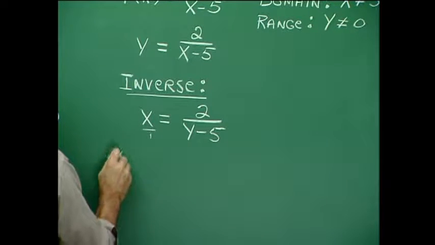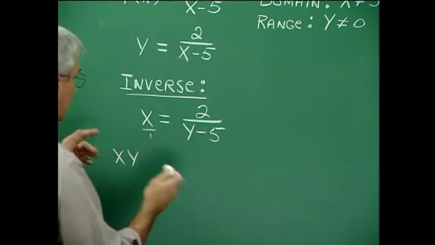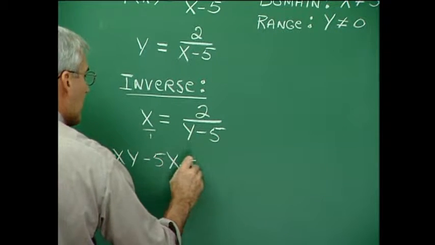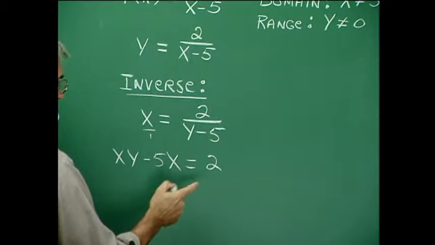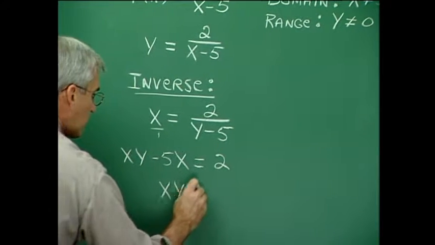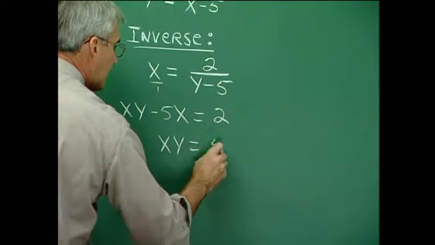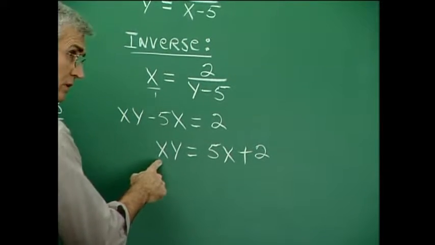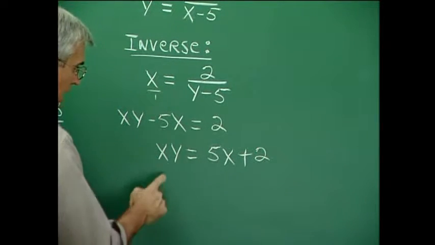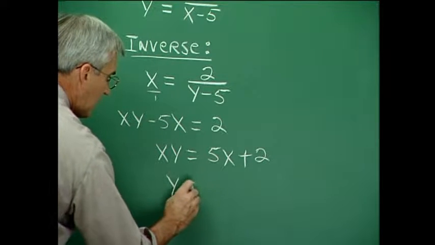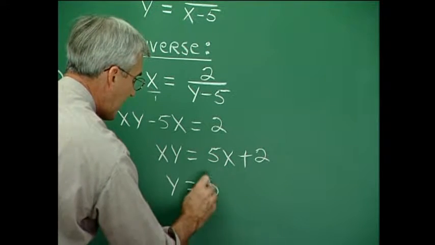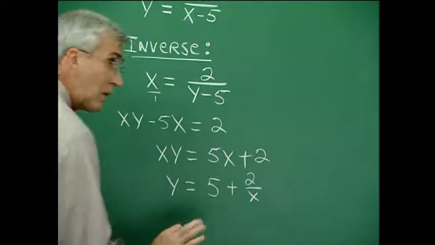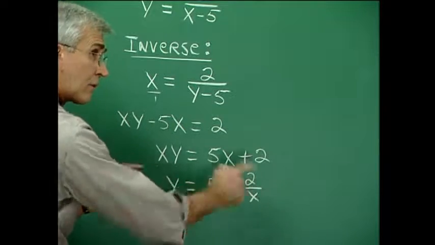So let me go ahead with the multiplication. It's pretty simple here. X times y is xy, then x times minus 5 is minus 5x. And then on the right, 1 times 2, 2. And now I would add 5x on both sides to find xy to be equal to 5x plus 2. And now I would divide on both sides by x. So I'm dividing through by x. And when I divide here by x, I'm left with y. When I divide this term by x, I'm left with 5. When I divide here by x, I have 2 over x. Okay, so now this is our inverse function.